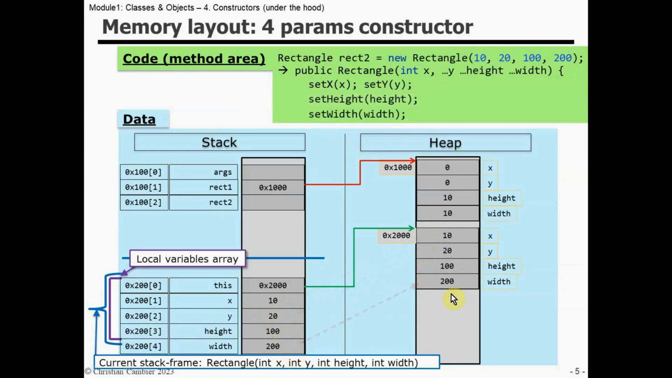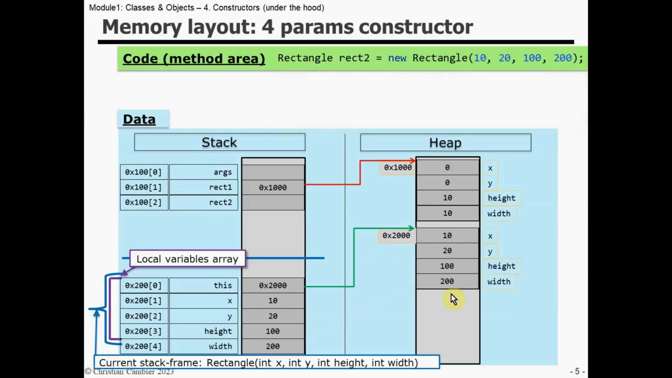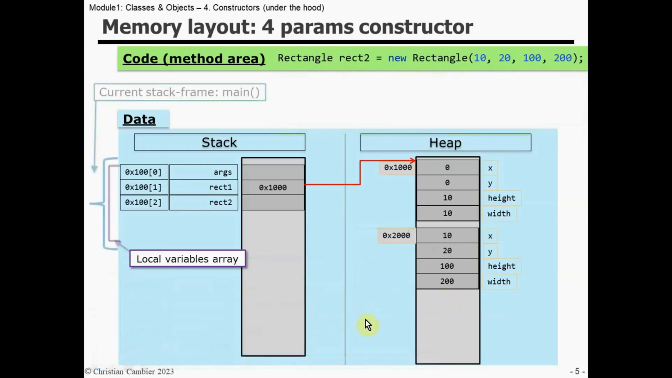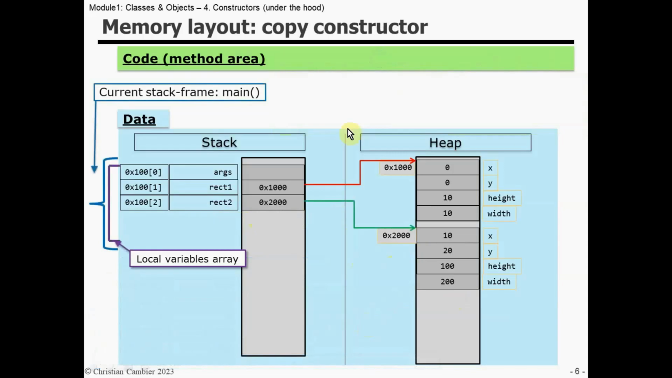And that's it. We leave the constructor. Control is back in the main. Current stack frame will be removed, and rect2 now refers to the second object. That for this constructor. Finally, let's examine the copy constructor.